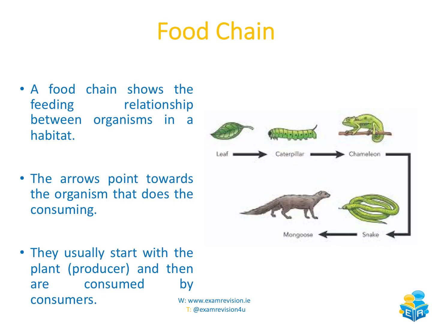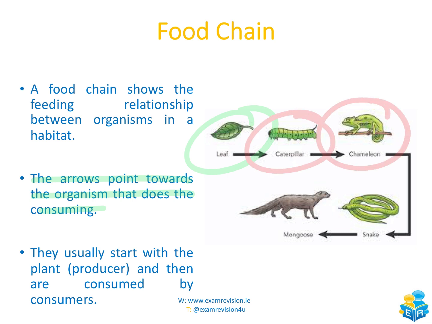Now, a food chain will show the feeding relationship between the organisms in a habitat, and really important that the arrow points towards the organism that does the consuming. So they will usually start with our producer and then are consumed by consumers. So primary consumer, secondary consumer, tertiary consumer. In this case, we actually have a fourth consumer, but normally we'll only go as far as the third consumer just because of the amount of energy that's lost.